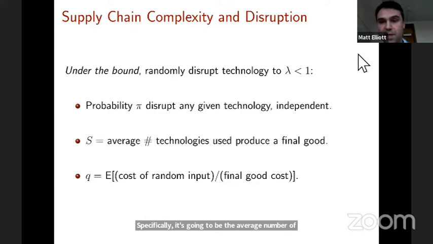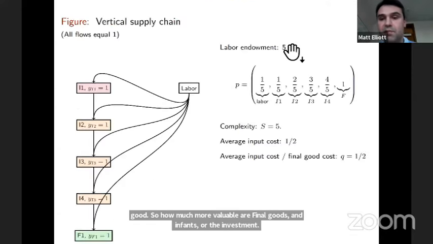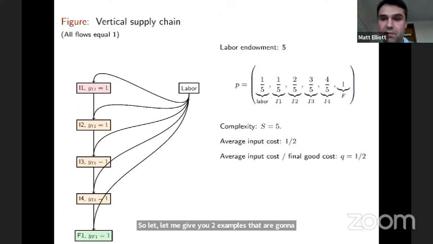We're also going to keep track of something called Q, which is going to be the expected cost of a random input divided by the cost of a final good. So how much more valuable are final goods than inputs, or the inverse of that? Let me give you two examples that are going to be useful as we go forward, and we'll also make sure that you're on board with these measures of complexity and this Q.